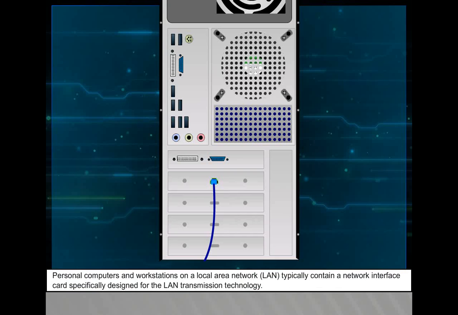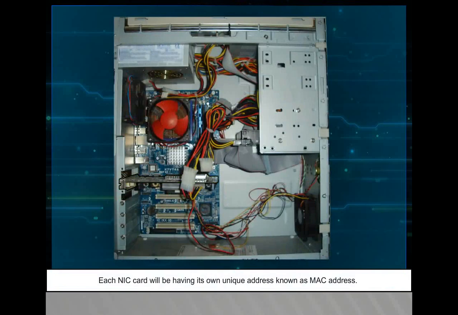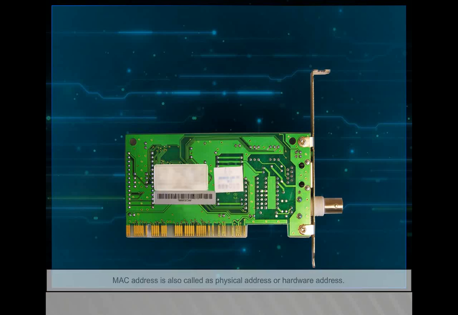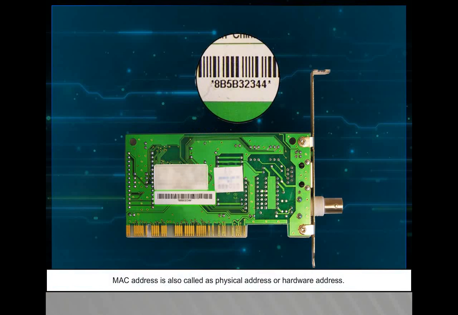Personal computers and workstations on a local area network, that is LAN, typically contain a network interface card specifically designed for the LAN transmission technology. Each NIC card has its own unique address known as MAC address. MAC address is also called physical address or hardware address. It is a 48-bit address and is represented as a 12-digit hexadecimal number.